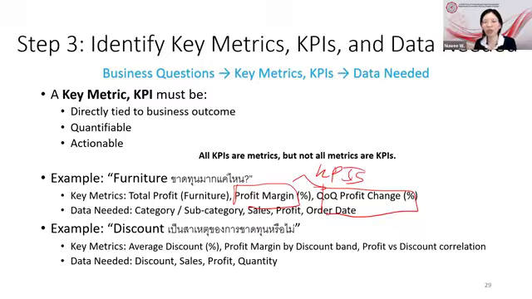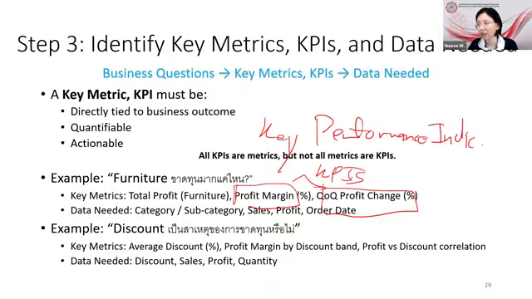Okay, so metrics are like measurements, right? Metrics are numbers that we want to measure, but not all metrics are KPIs. KPI comes from key performance indicator. So key performance indicators are specific metrics that are tied to business objectives. They are critical metrics.